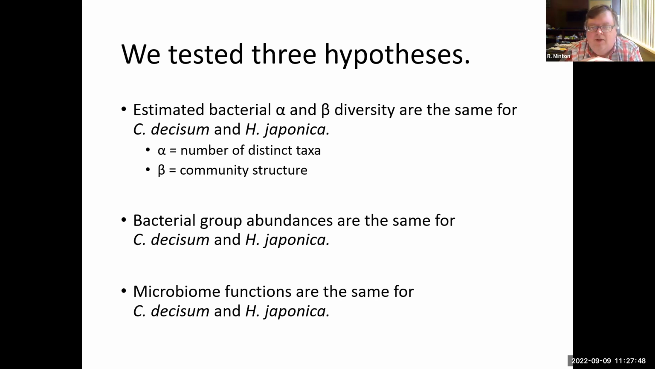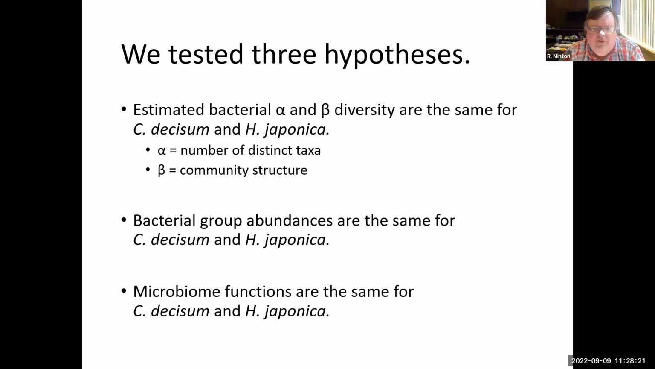So alpha diversity and beta diversity for the microbiomes would be the same in both species. By alpha diversity here, we're talking about the number of distinct taxa, things like Shannon diversity, Pielou's evenness, Faith's phylogenetic distinction. And then beta diversity is community structure, so looking at both presence, but now also relative abundances and phylogenetic relatedness.